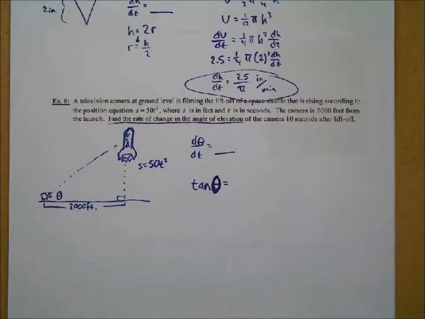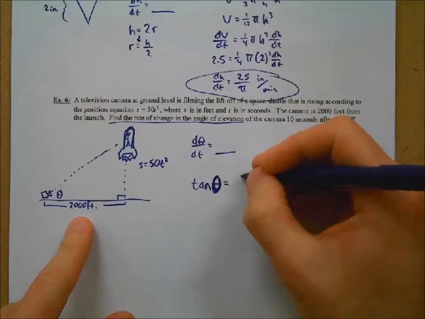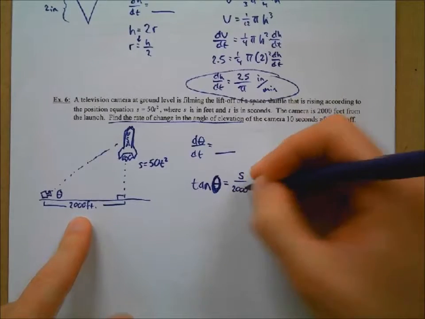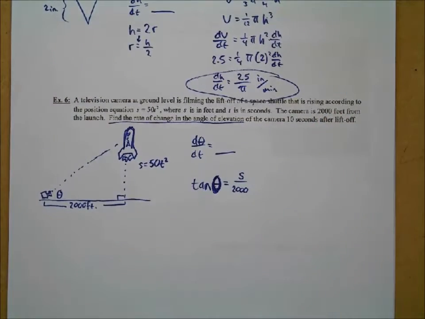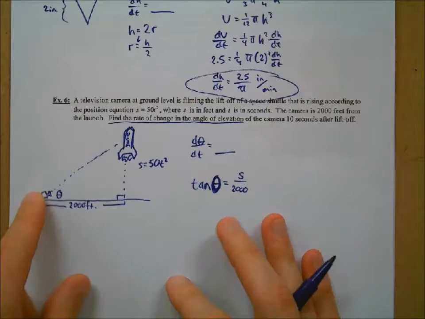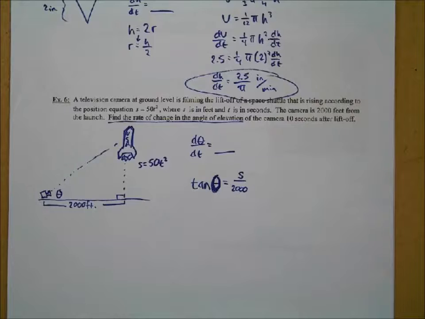Okay, so s over the 2,000 there. Yep, if we want to do it that way. The height of the rocket, which is changing, right, over that 2,000 there. So then, we've got our equation that relates our variables together here. How should we proceed?